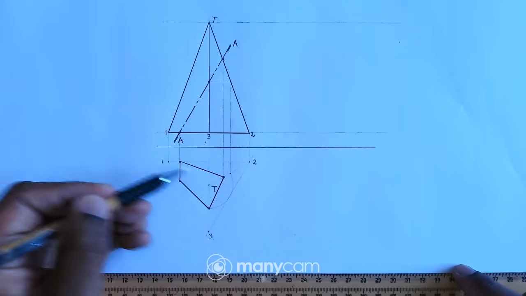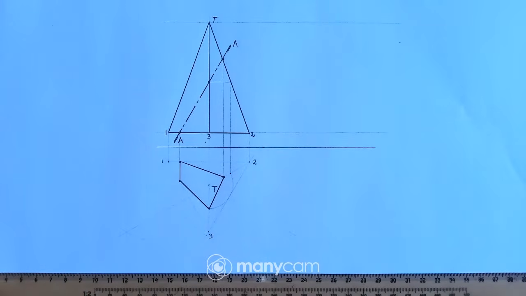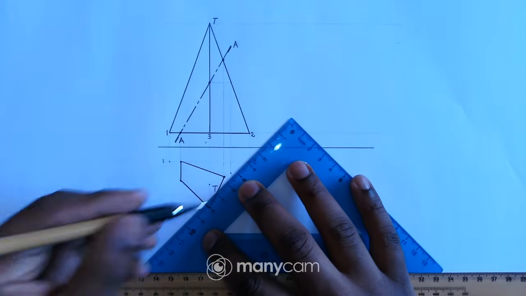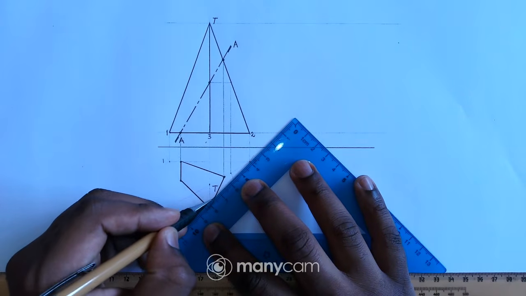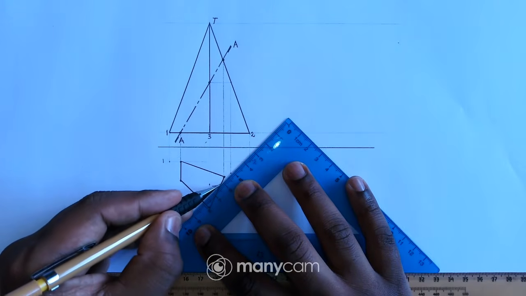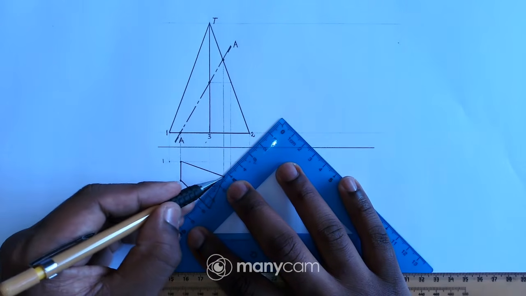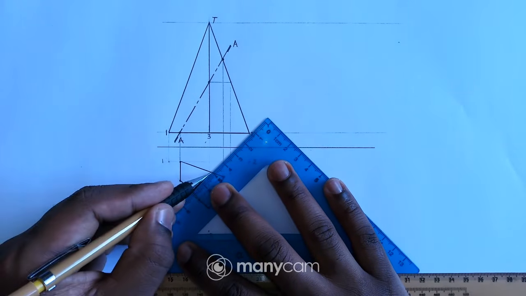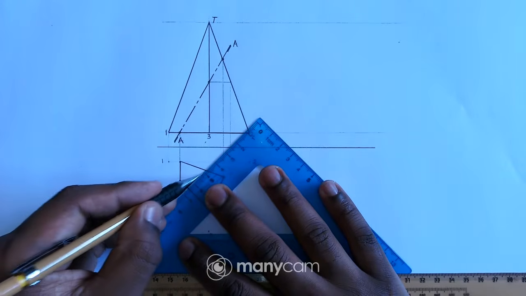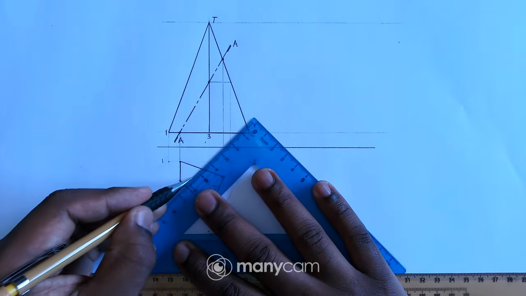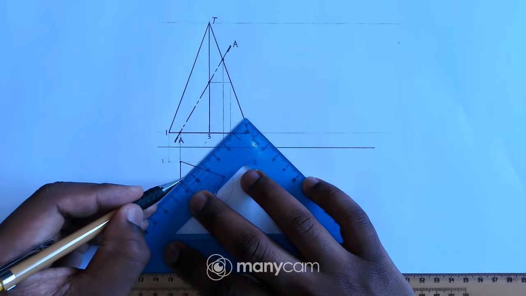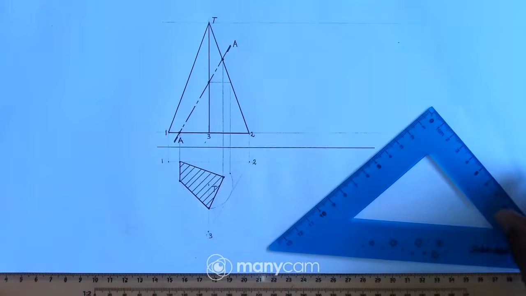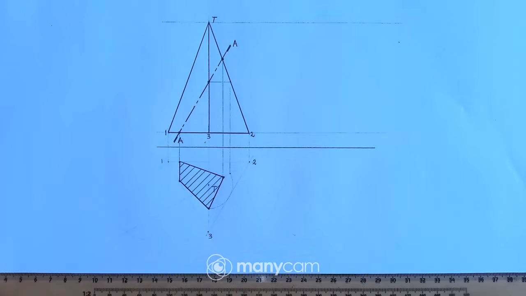Like that. So this is our cut surface, so I will have to obviously hatch that shape. So I can just take my set square and hatch this surface. Okay, so I'm done hatching the cut surface.